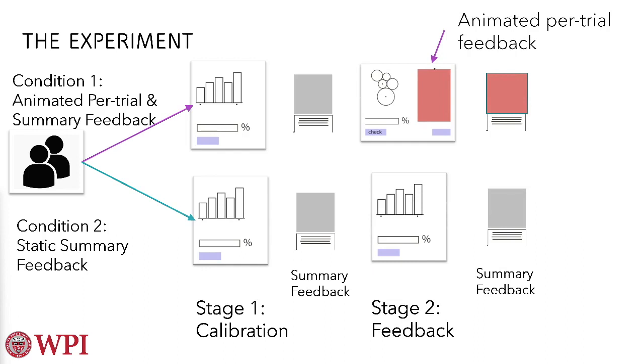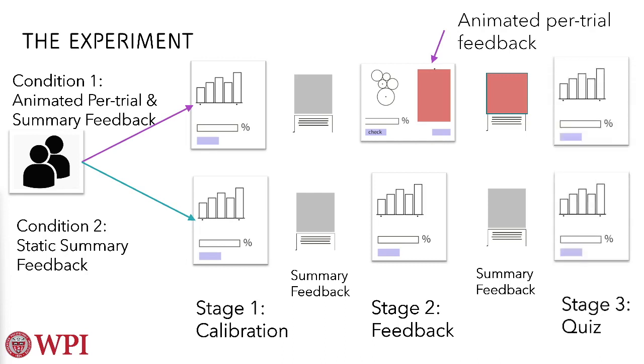Stage 2 is different. In Condition 1, participants will receive animated per-trial feedback and animated summary feedback as we've seen on previous slides. In Condition 2, participants will not see per-trial feedback, but they will still get a static summary feedback without animation. Stage 3 is a quiz stage. No feedback will be provided for both conditions.